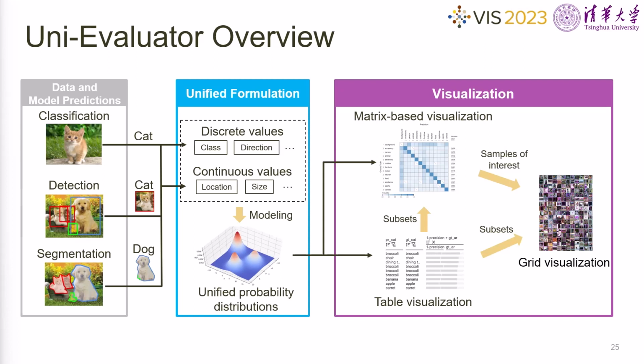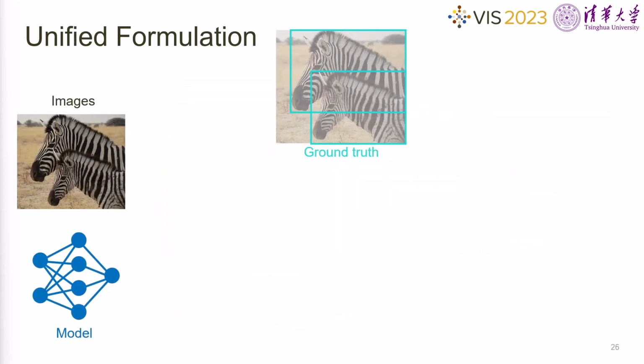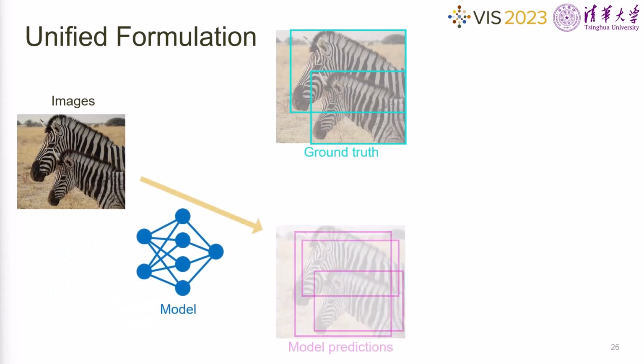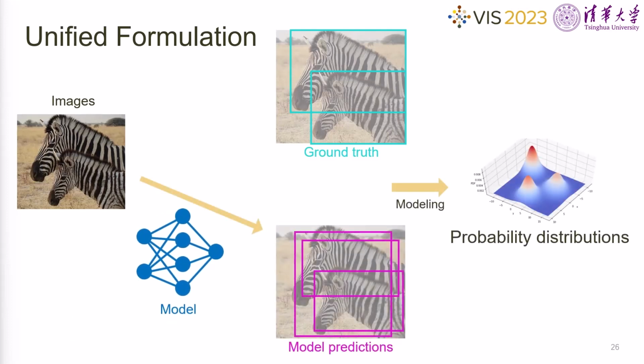After demonstrating the case study, I want to explain the technical details. I will mainly focus on the unified formulation in our method. I will take object detection as an example to demonstrate the idea. Given images with ground truth and the model, we take the ground truth and the model predictions as input. What we try to do is to model the variables in ground truth and predictions by probability distributions.